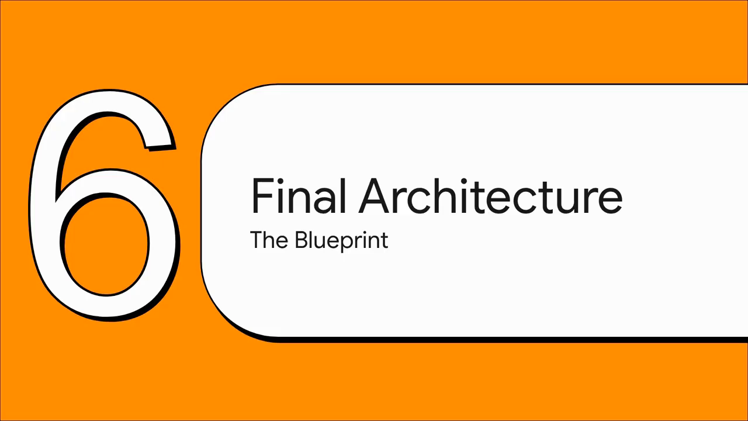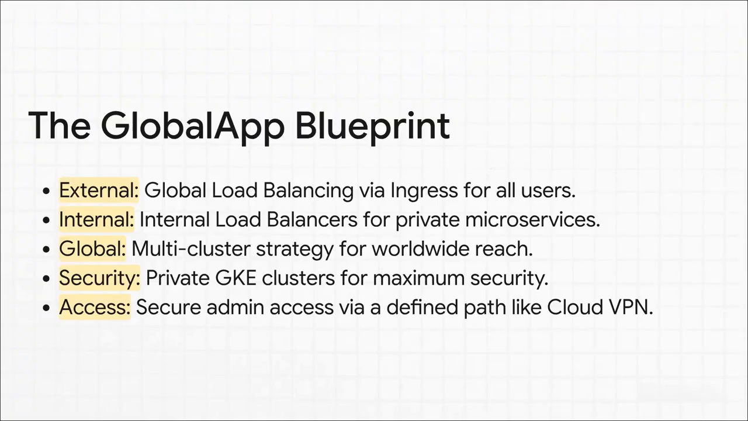Okay, we've gone from a single application to a global, highly secure deployment. Let's just take a step back for a second and look at the final blueprint we've designed. So here it is, the complete global app blueprint. For all our external traffic, we have a global load balancer that's managed by Ingress. Internally, we're using internal load balancers for that secure microservice communication. To scale, we have a multi-cluster strategy to give us that global reach. For protection, the clusters themselves are private, and for access, we have a defined, secure path for our administrators. See how every decision we made just builds on the last one? It creates this cohesive, secure whole.